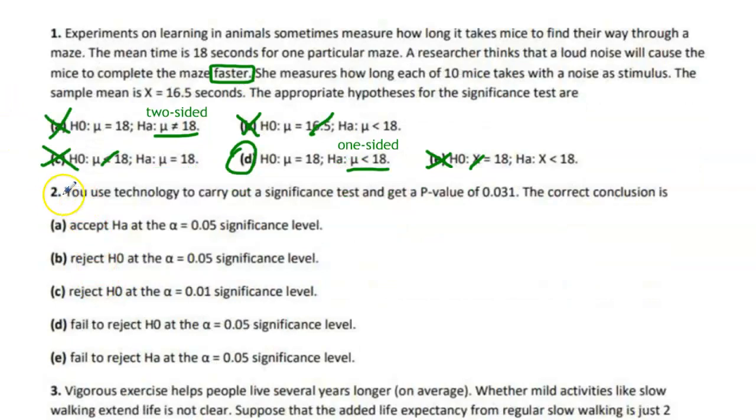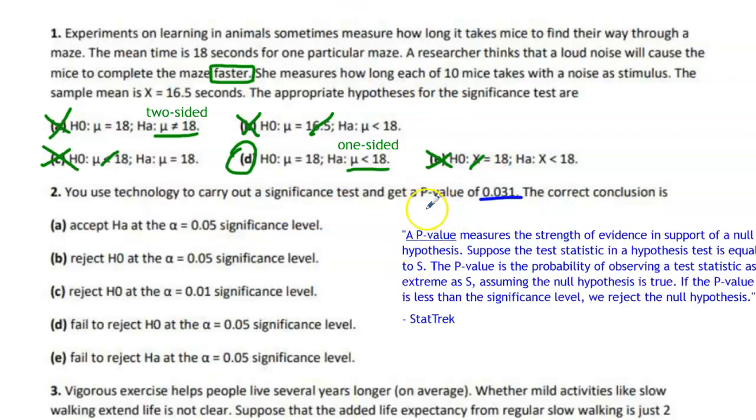Okay. For number 2, use technology to carry out a significance test and get a p-value of 0.031. Now remember the definition of p-value, it measures the strength of evidence in support of a null hypothesis. It also helps us figure out whether the null hypothesis is going to be rejected or failing to be rejected. This is a definition from StatTrek.